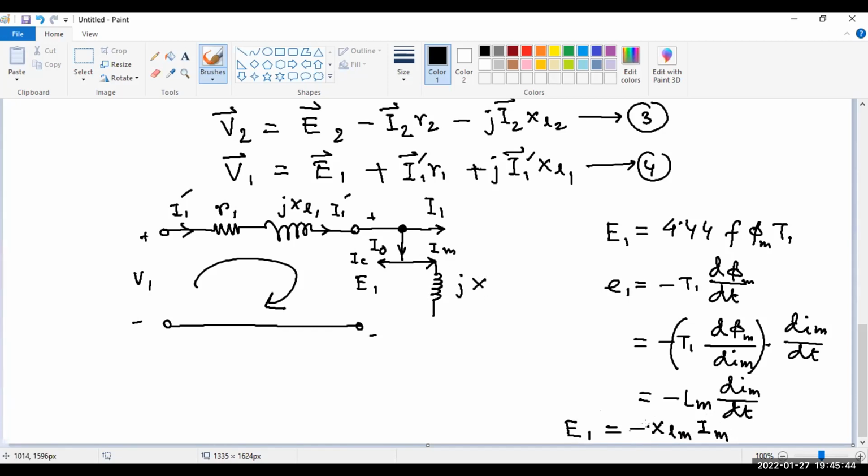So it should be a j. Not LM, you can write just M. The L you can omit because it's the mutual inductance. So across this, actually you are getting this E1 voltage.